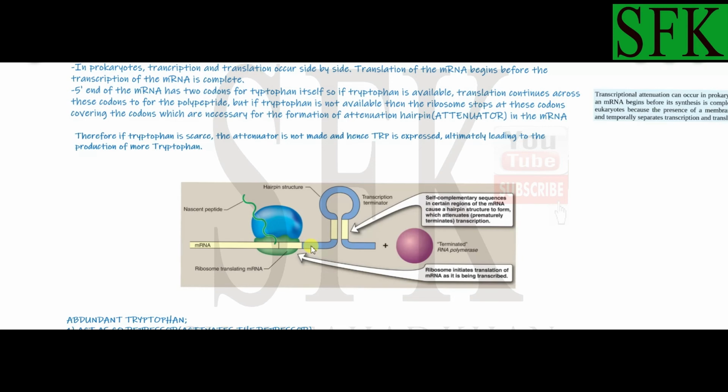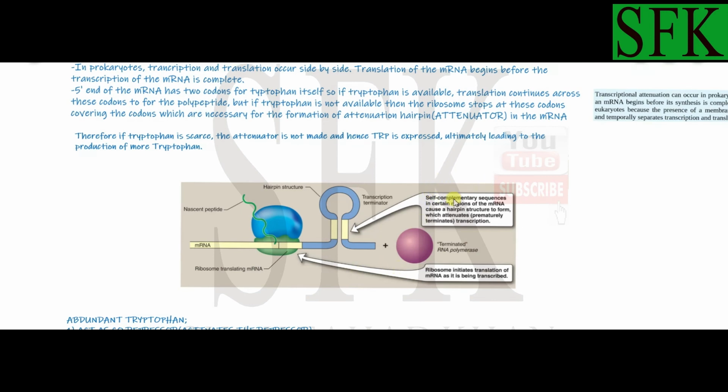But if tryptophan is not available, then the ribosome will cover those codons that are involved in the formation of the attenuator. And if it covers those codons, the attenuator will not form, and this mRNA synthesis will continue, elongating the mRNA chain. And so tryptophan biosynthesis can occur, because the mRNA molecule can then be translated into those enzymes which are involved in the biosynthesis of tryptophan.